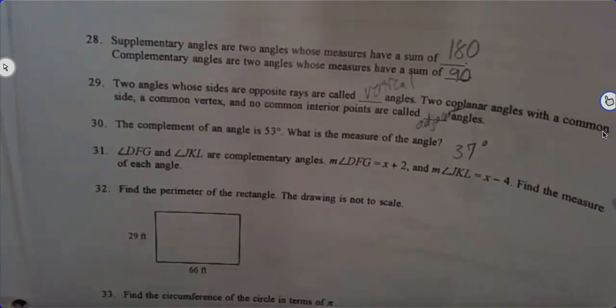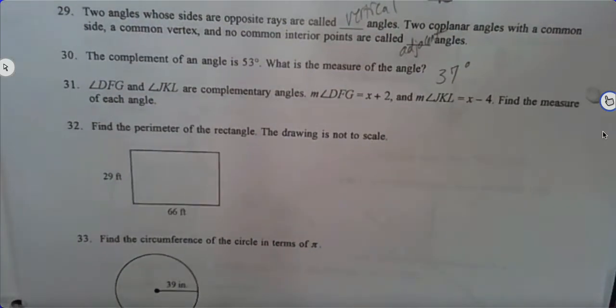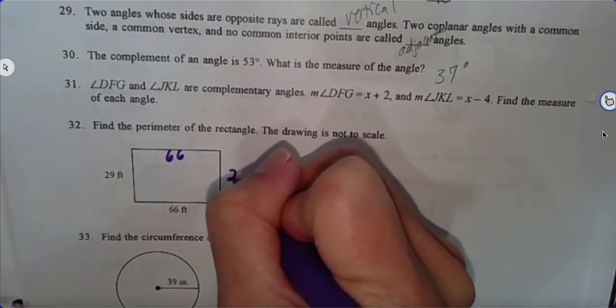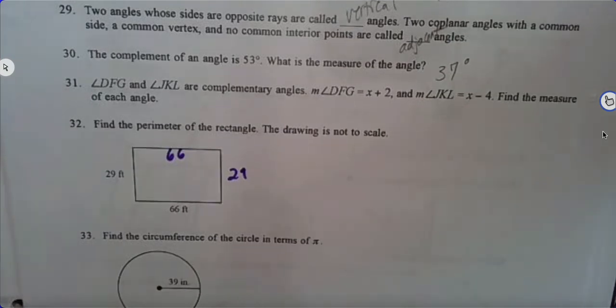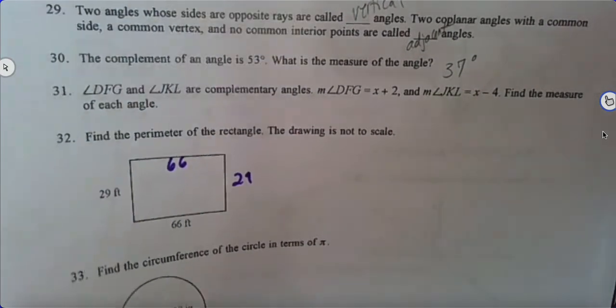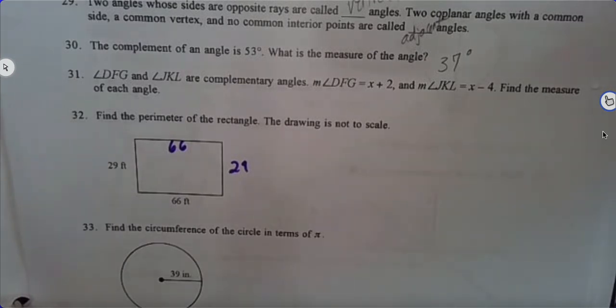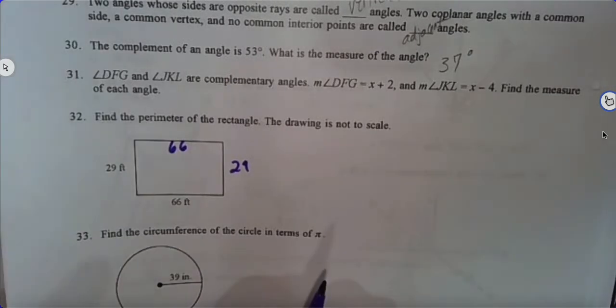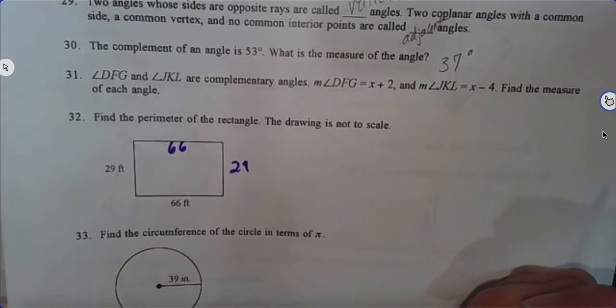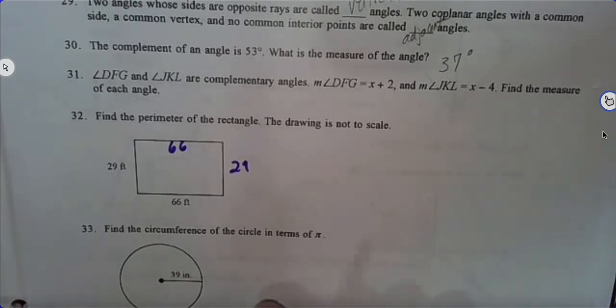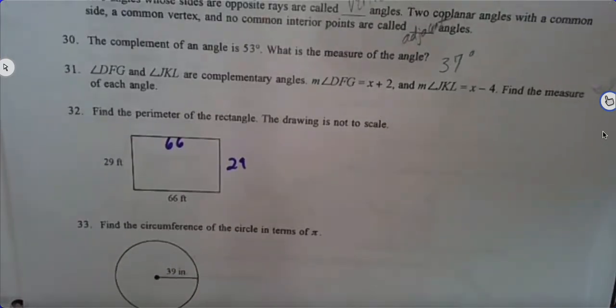All right, number 32. How do you get perimeter? Add them up. Okay, I have a 66, a 66, a 29, and a 29. What does that equal? Add those four numbers up. That's 190, 190 feet. Is everybody okay with that one? You just add the four numbers, perimeter. You have to add up all the sides.